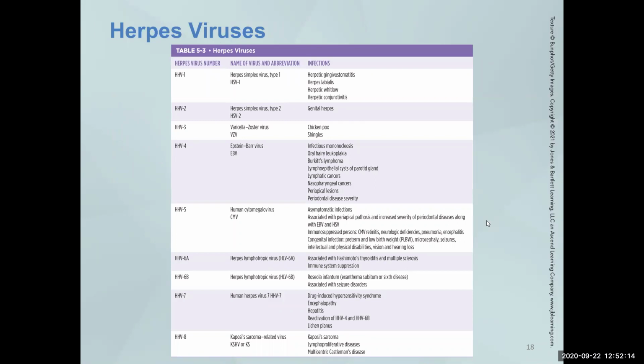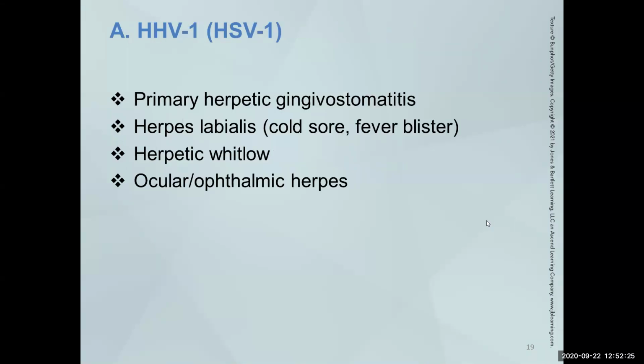Here's your form. The table that has all of the herpes viruses on them. Look at all of them. They go up to number 8 on this one. Primary herpetic gingivostomatosis. Okay, that is the overall initial outbreak that the patient gets. They've got sores all over their mouth.